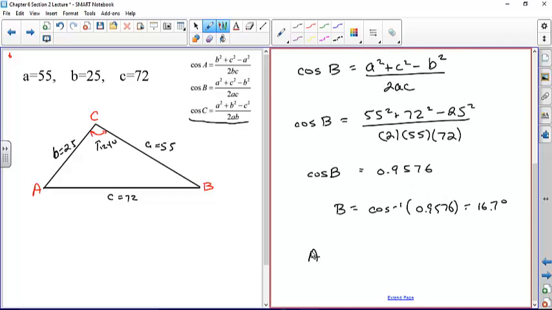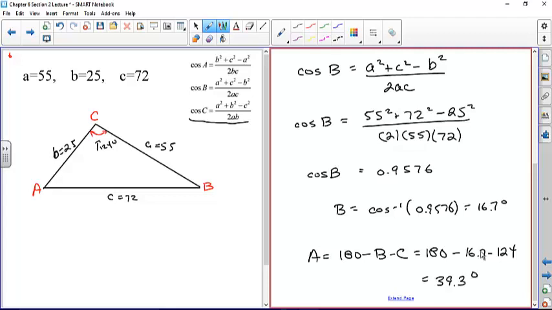And finally, angle A is 180 minus B minus C, because the sum of the angles equals 180. So we can figure out the one left over. You have angle B, which is 16.7, and angle C, which is 124. 180 minus 16.7 minus 124 is 39.3 degrees. And that makes sense because this side is about twice that, and therefore the angle is about twice the amount. So that makes sense.